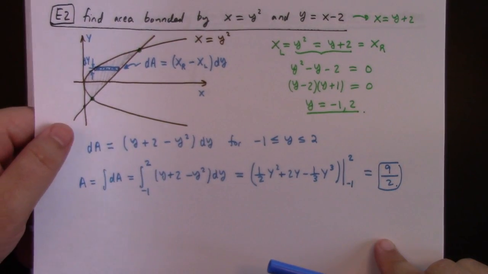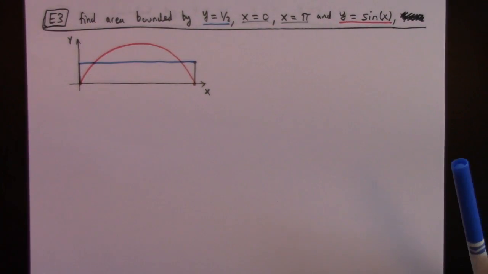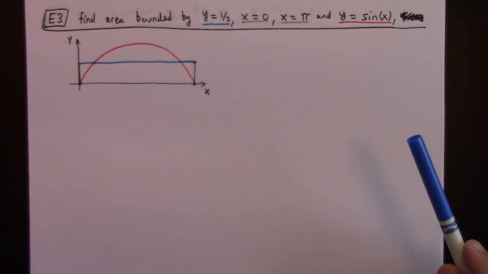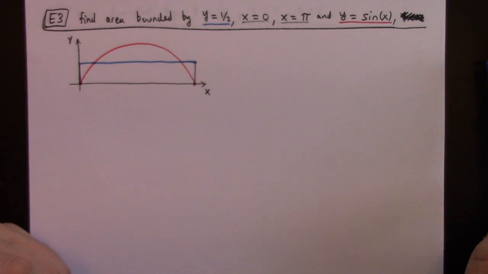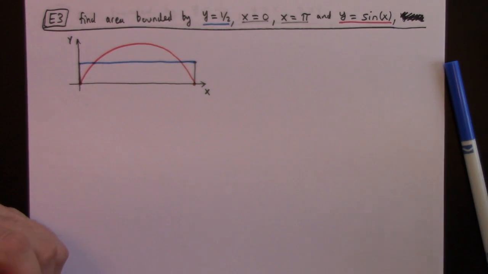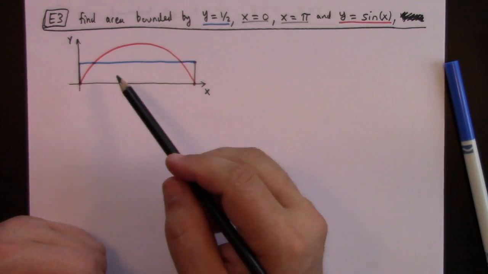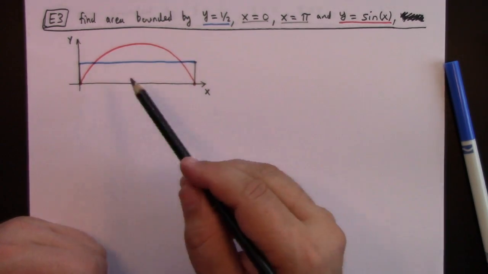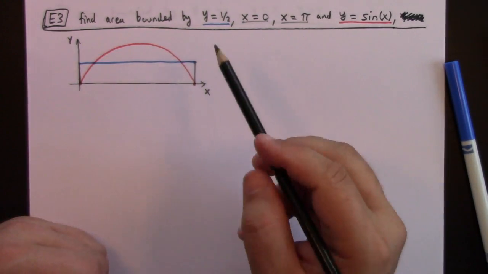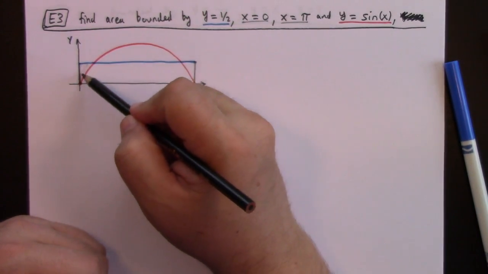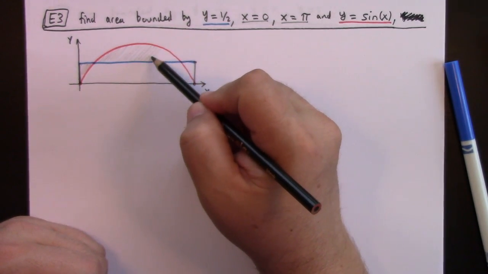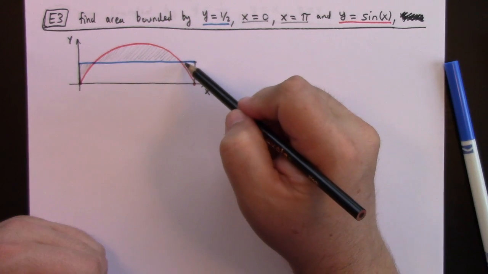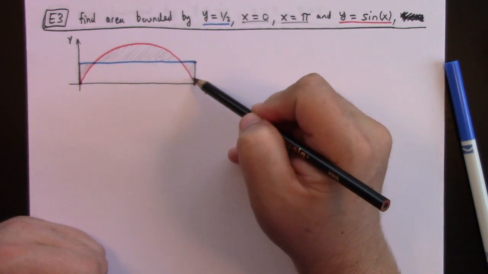Anyway. Example 3. Find the area bounded by y equals 1/2, x equals 0, x equals pi, and y equals sine x. Now, to be more specific, this is the picture, and I think it makes sense what region I'm talking about. The area bounded between 1/2, sine x, 0, and pi. It's got 3 parts to it. It's got this piece, it's got this piece in here, and it's got this piece over here.